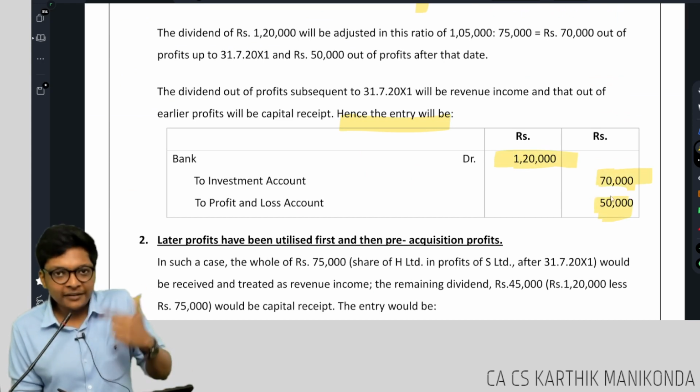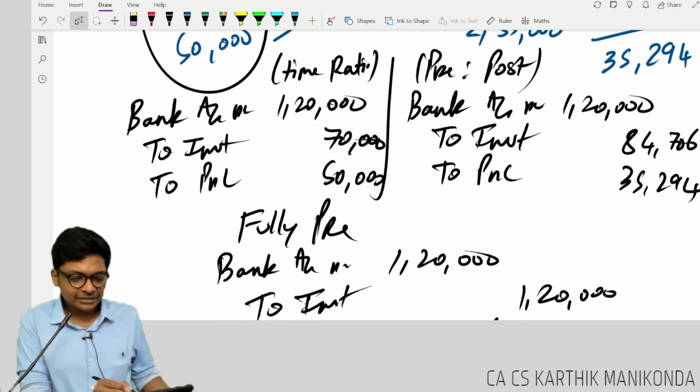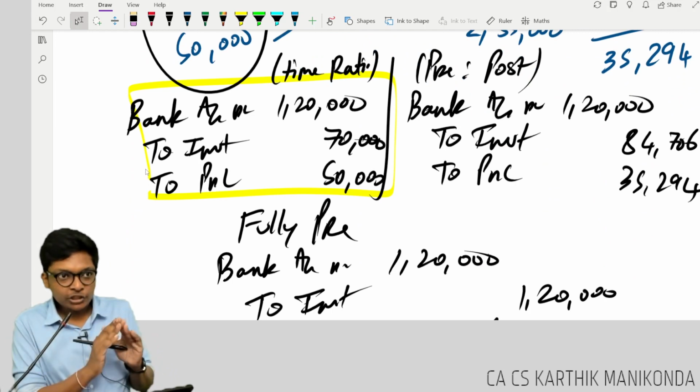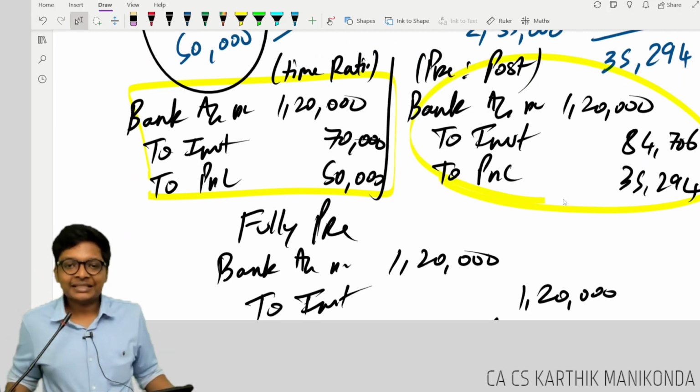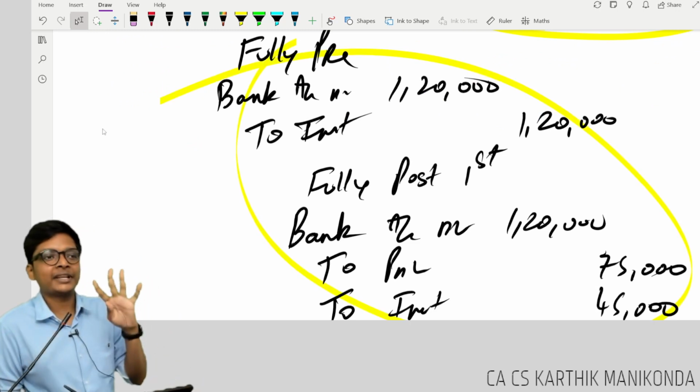We are going to right away do the next sum. You are going to do it in all the 4 combinations. Okay, so look at this. In time ratio means this one. If it's ratio of pre to post, this one. Fully post, fully pre, we have it here. Are you understanding all the 4 cases?